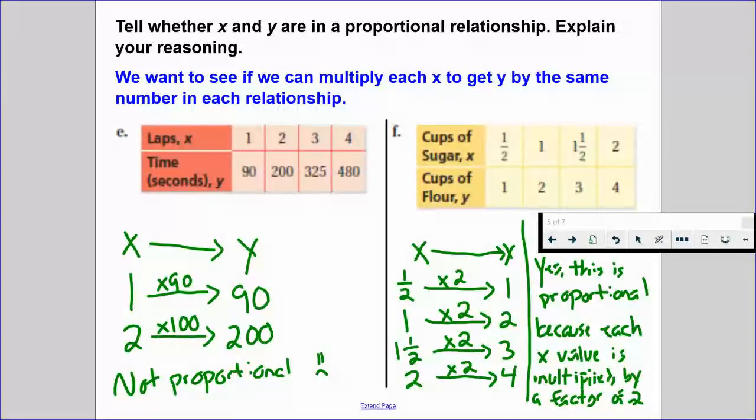In the red table, we were not able to find the same number that we multiply the x's by to get our y's. We looked at the first relationship of the x and y was 1 to 90, so we multiplied by 90. Then we looked at the second x, which was 2, and the second y, which was 200. We would have to multiply 2 by 100 to get to 200. And 90 and 100 are not the same number. They're not the same factor. So that's why the red table was not proportional, but the yellow table is.